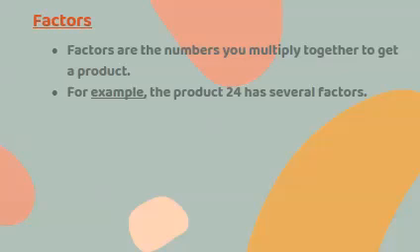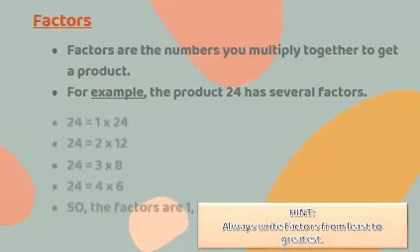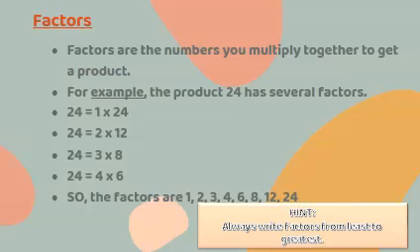What's the meaning of a factor? A factor or the factors are the numbers you multiply together to get a product. For example, if you look at the number 24, you will be able to list a lot of factors. First of all, 1 times 24 is 24. 2 times 12 is 24. 3 times 8 is also 24. 4 times 6 is 24. So the factors are 1, 2, 3, 4, 6, 8, 12, 24. And don't forget that you have to list the factors from the least to the greatest.